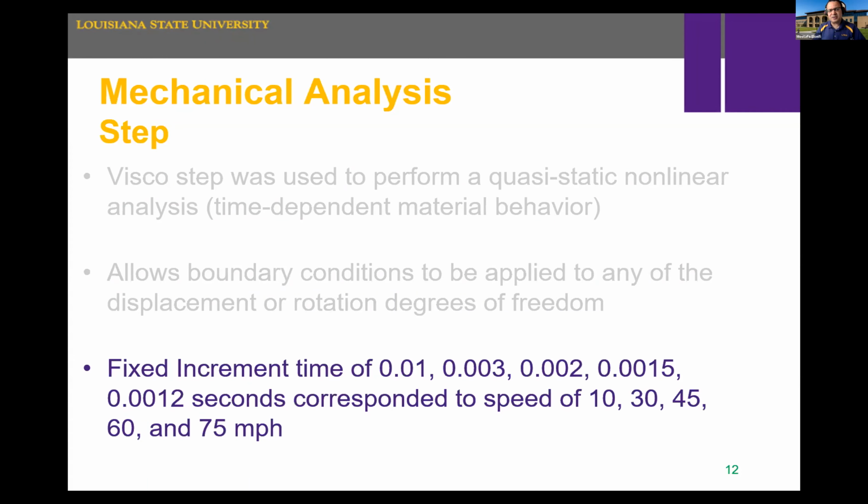So to simulate the vehicle speed, we use different increment times. Obviously, when you are traveling at higher speed, you spend less time loading the pavement. So we calculated the increment time that corresponds to the different vehicle speeds which we considered, which were 10 miles an hour, 30 miles an hour, 45 miles an hour, 60 miles an hour, and 75 miles per hour. So these are the 5 speeds that we considered in the analysis.